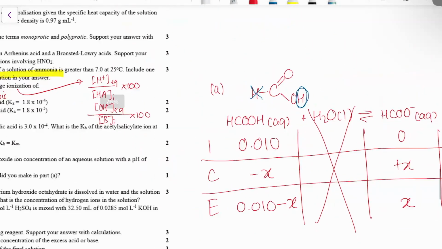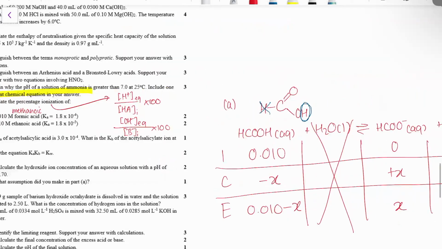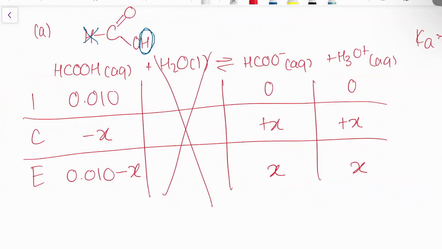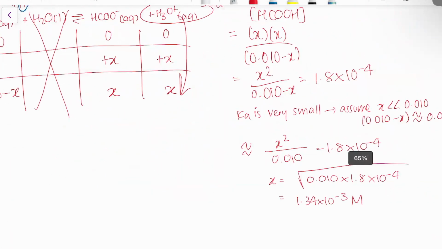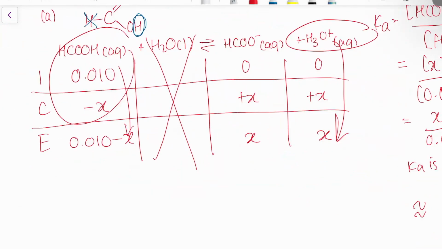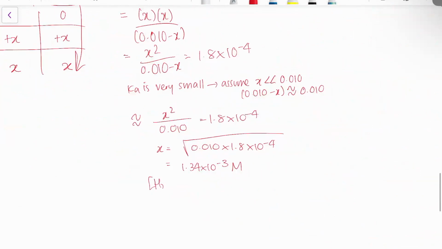So going back to the question, I actually want the hydrogen or hydronium ion concentration at equilibrium. So I'm going to go back to my ice table. What is the hydronium ion concentration in terms of X? Yes, good. Because I look at the H3O+ and I see that it's exactly equal to X. So I don't have to do 0.01 minus X or anything like that. If they were asking me for acid at equilibrium, then I would have to do that. So H3O+ at equilibrium is equal to X, which is equal to 1.34 times 10 to the minus 3.